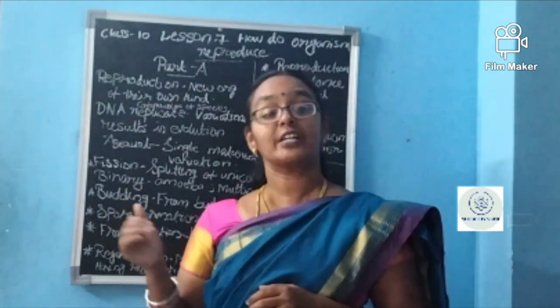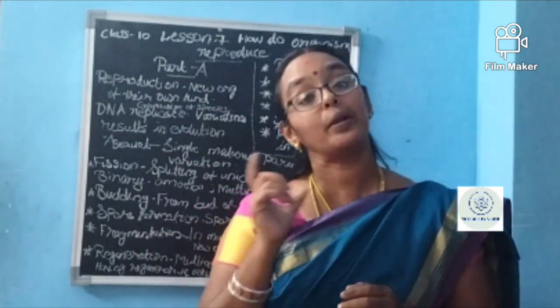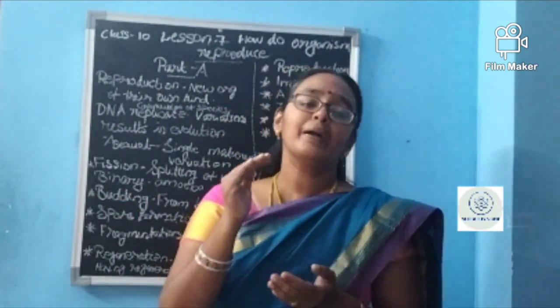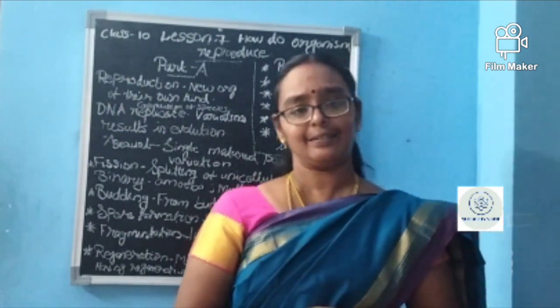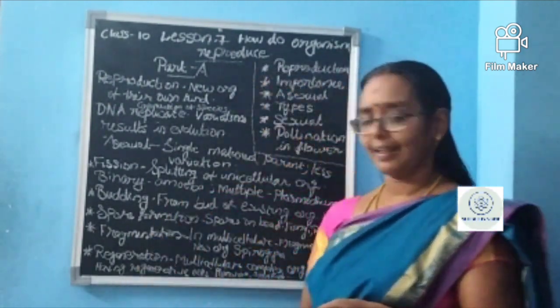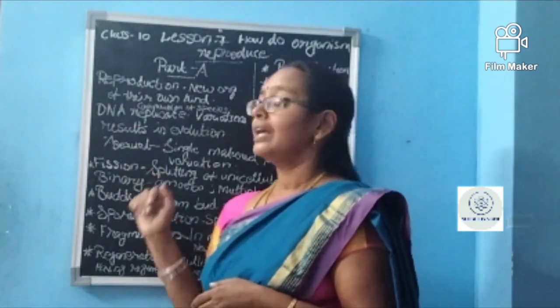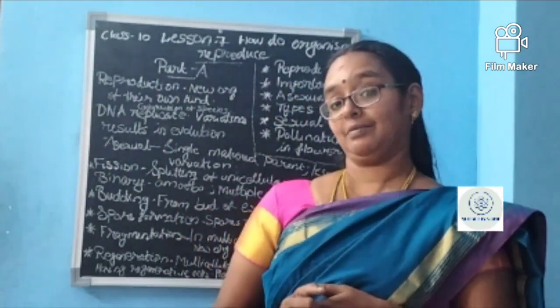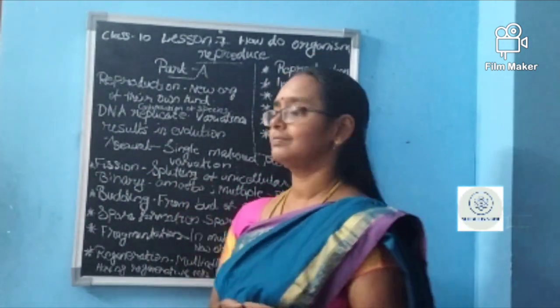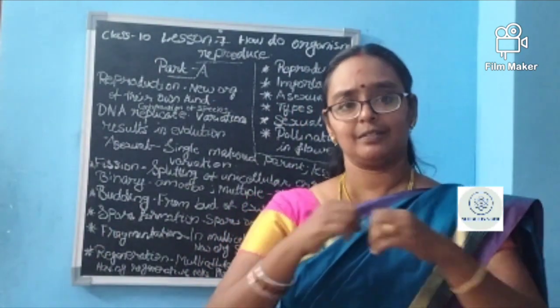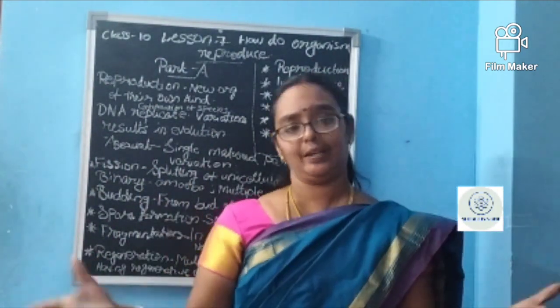This asexual reproduction can be seen maximum in unicellular organisms, and in multicellular organisms it will be seen to a little extent. Okay. These are some other points to know. Then the first one is fission. What is fission? Fission means what? Splitting. Splitting of one into two or many.